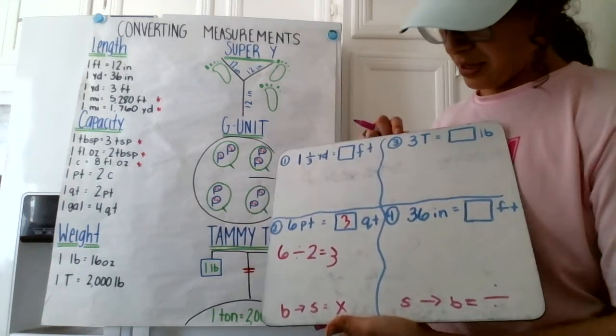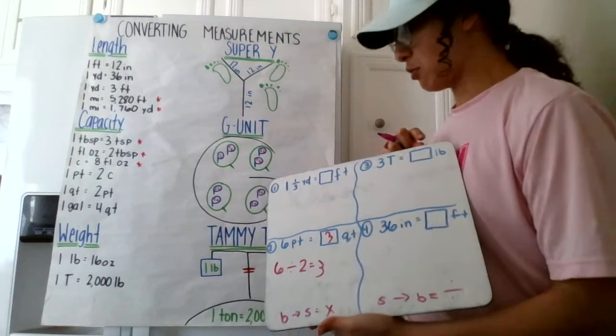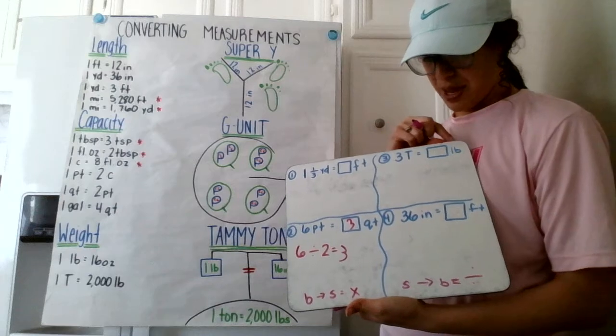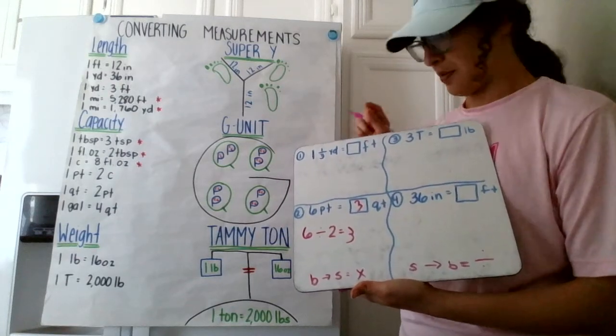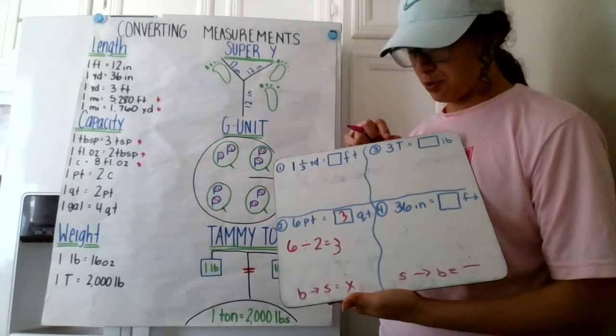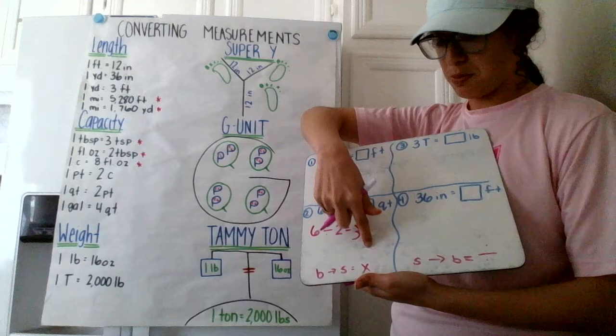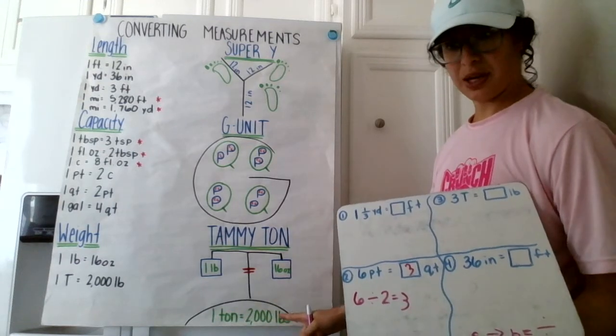Let's go up here. I have 3 tons and I want to go to pounds. So I'm going from tons to pounds. Am I going from big to small or small to big? I'm going from big to small because tons are huge. So I'm going from big to small, so that means I'm going to multiply. So I'm going to take this 3 tons and I'm going to multiply it by what?